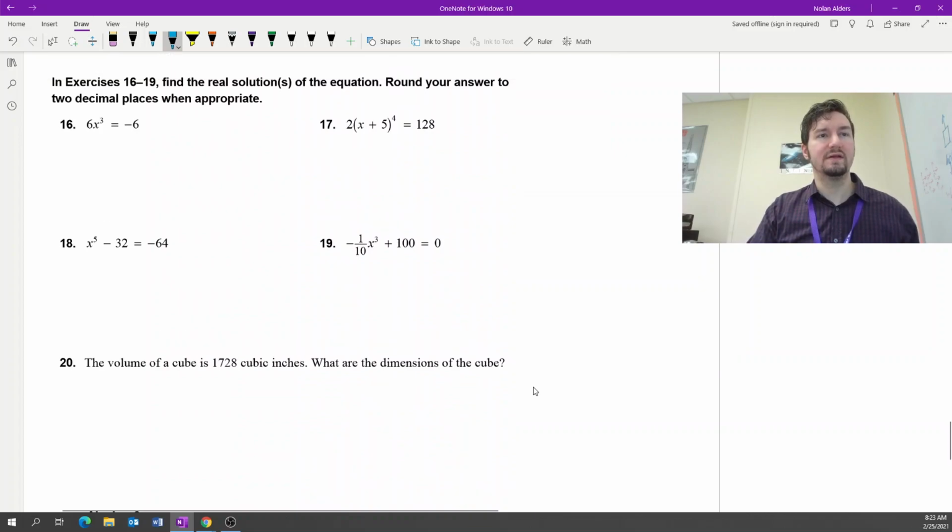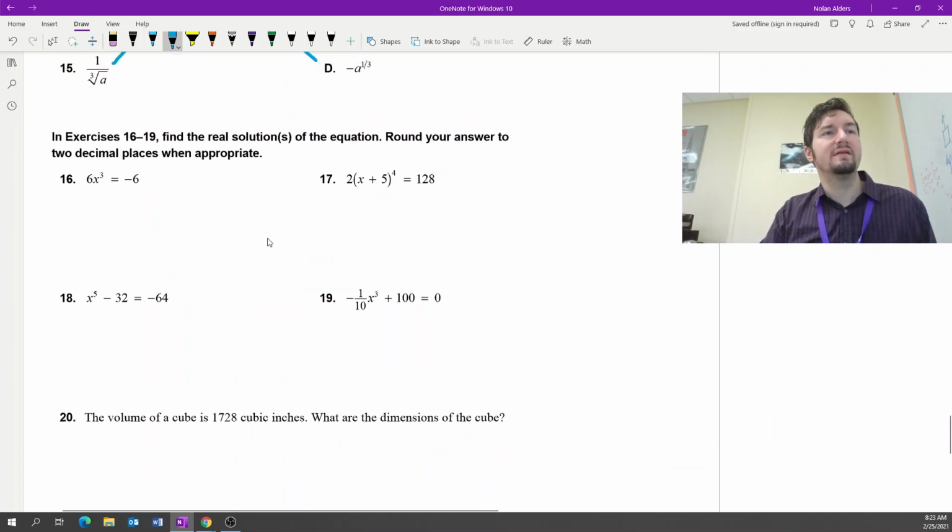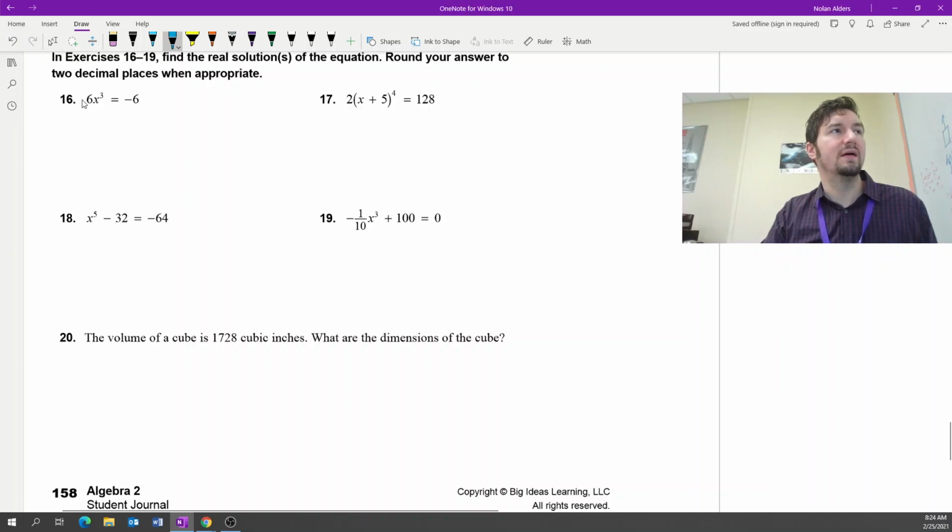Okay, one last thing, and then we'll wrap up the video, and that's that we can solve equations actually using this. So for this equation number 16, first step would be to divide by 6. So we'll get x cubed equals -1. -6 divided by 6 is -1. And then we take the cube root, so do the opposite of the exponent. So we'll have x equals the cube root of -1. So what times what times what gives us -1? And of course the answer is -1. So there's our answer.